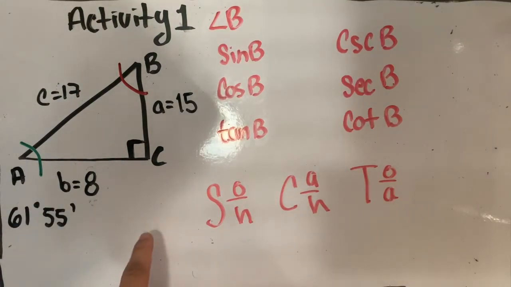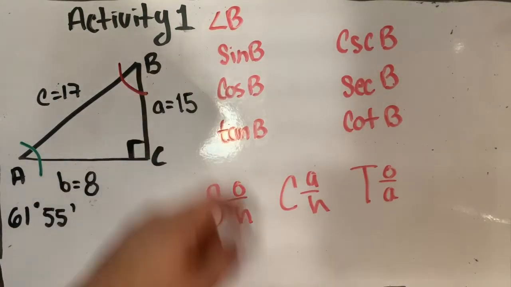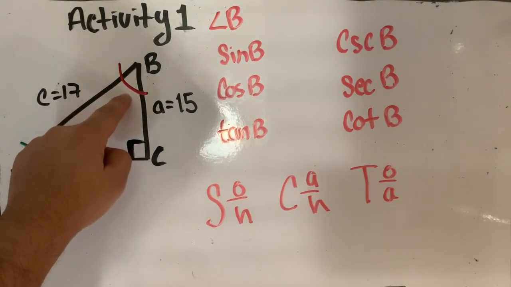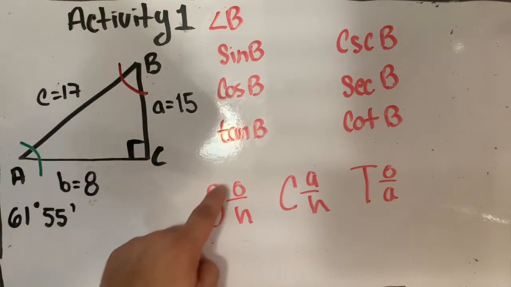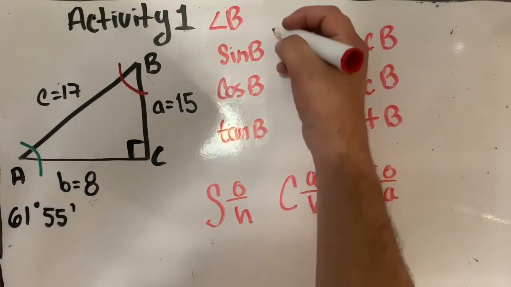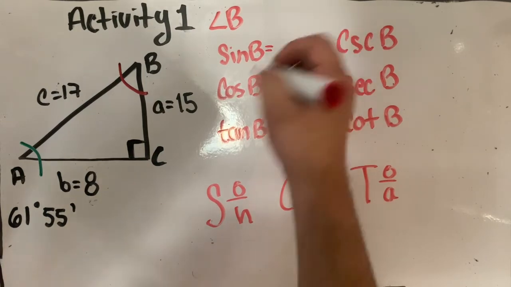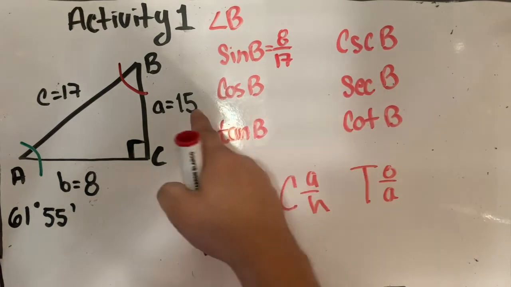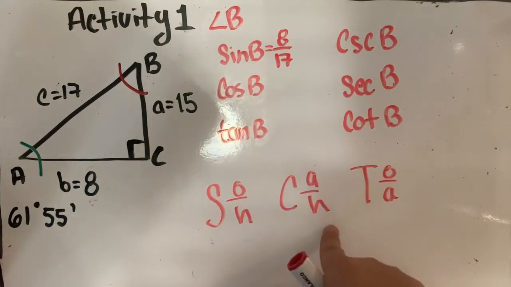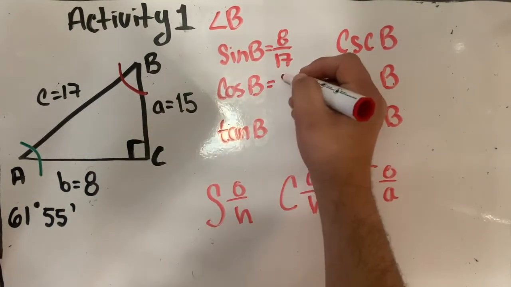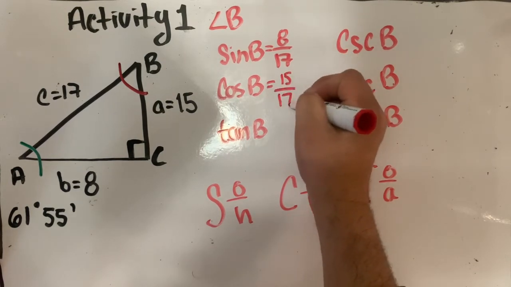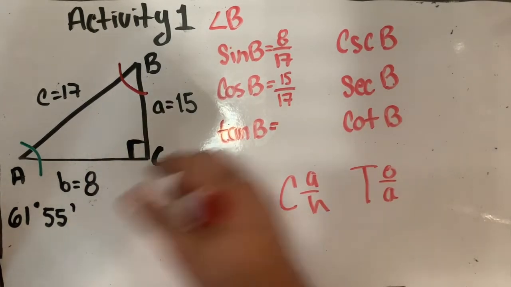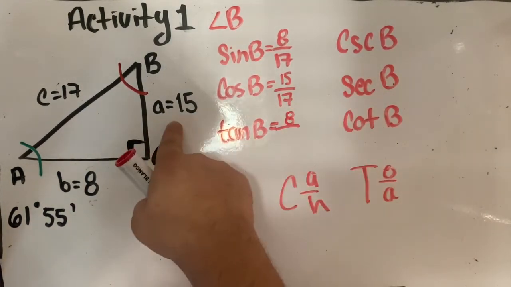Okay, now let's start with the answers for angle B. For angle B, mark it in red right here, we have first the sine. Sine is equal to opposite over hypotenuse. So sine of B is equal to the opposite, that is 8, over the hypotenuse, that is 17. The cosine is equal to adjacent over hypotenuse. The adjacent is equal to 15 over hypotenuse, that is 17. And the tangent is equal to opposite over adjacent. So this is 8 over adjacent, that is 15.